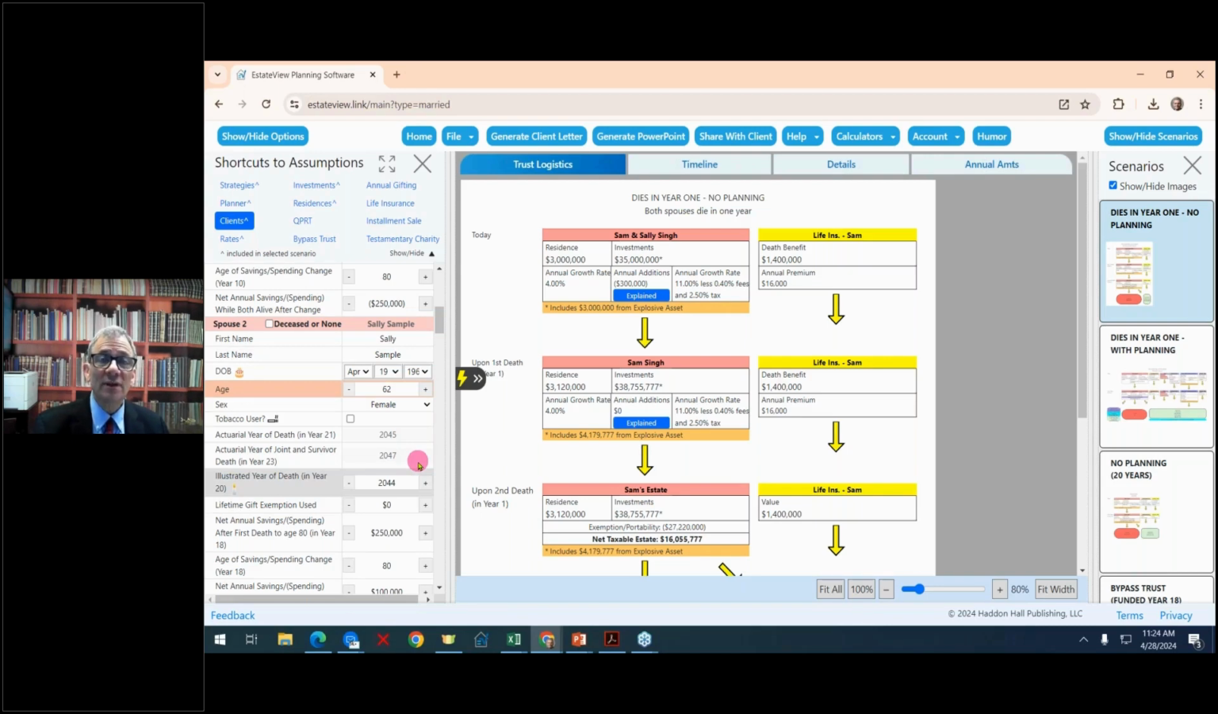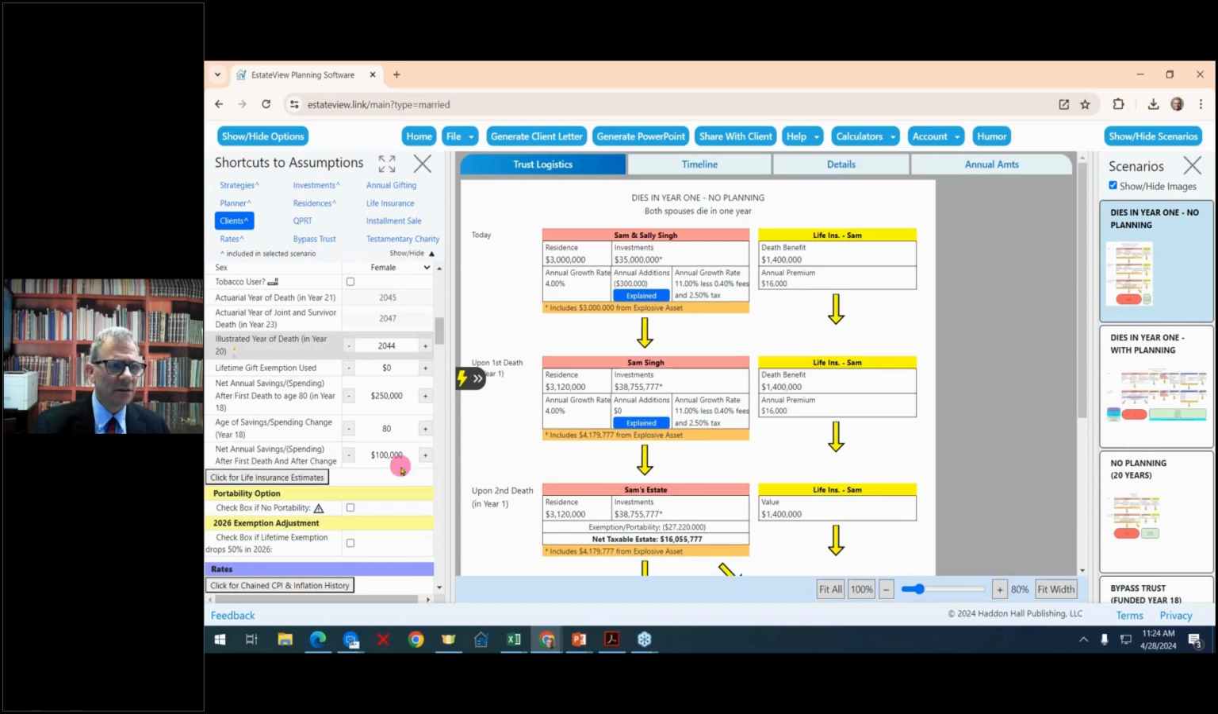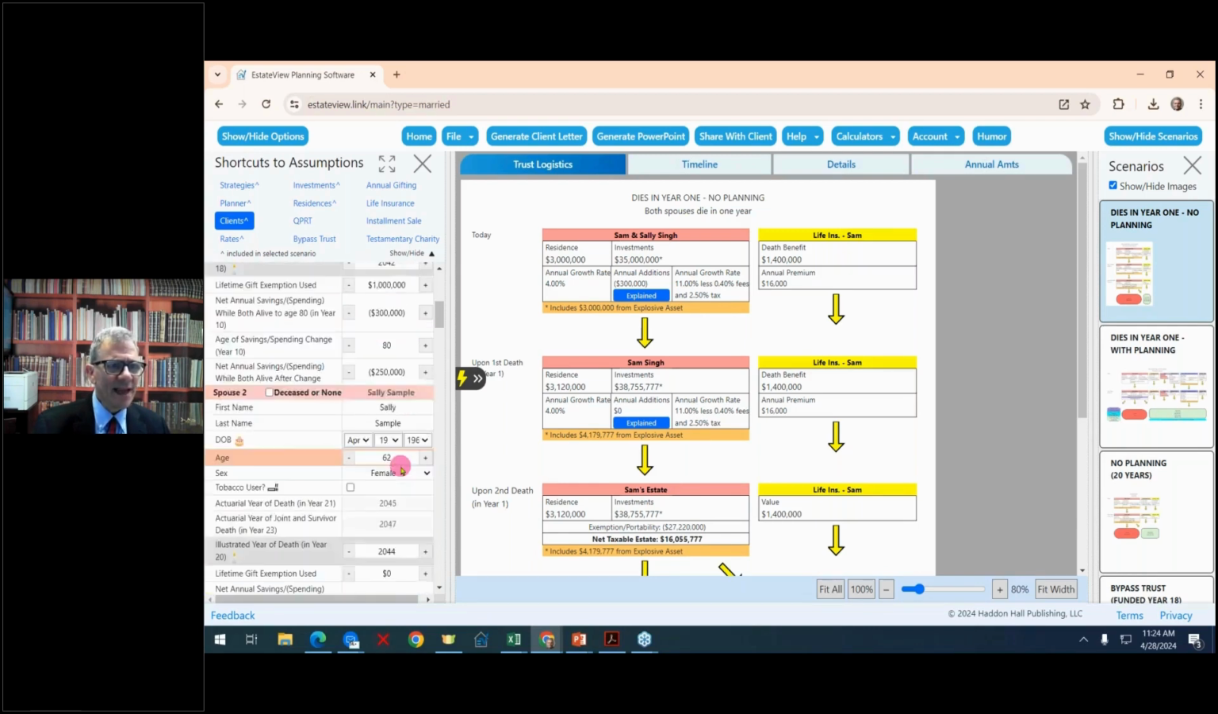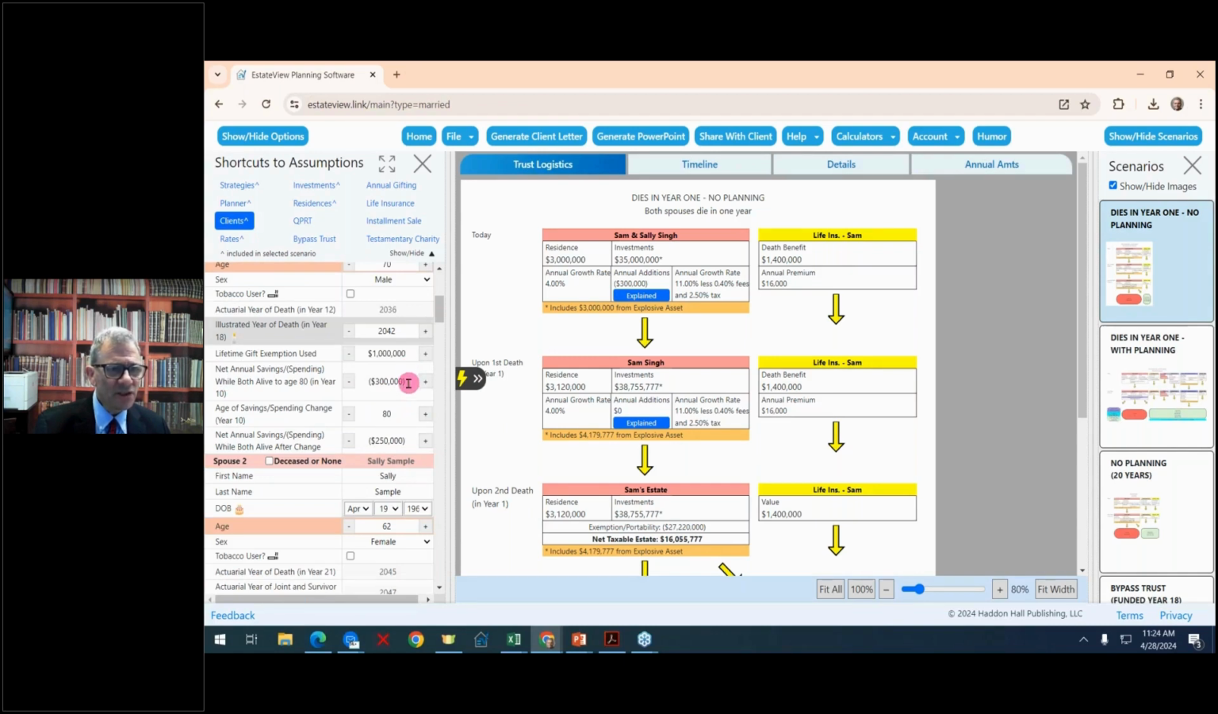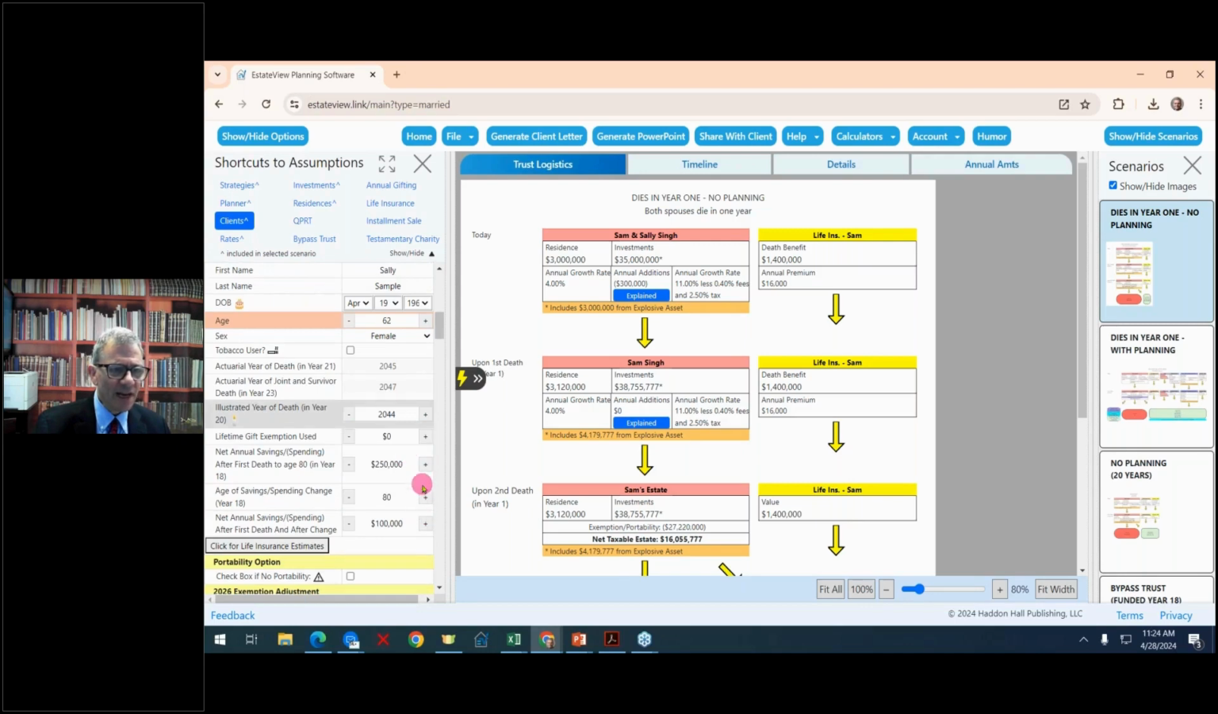One of these two has at least a 50% chance of making it to year 23. The other thing different for the married client is that the annual additions to the portfolio from outside income, which happen for the first dying spouse, are for both of them. But after the death of the first dying spouse, you custom set what that income or loss will be. And remember, it's not the income from the portfolio of investments or the exploding asset.